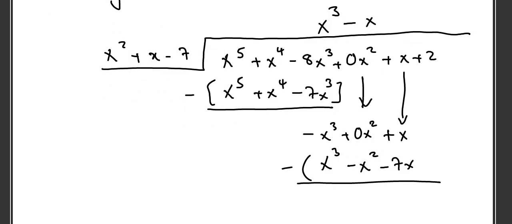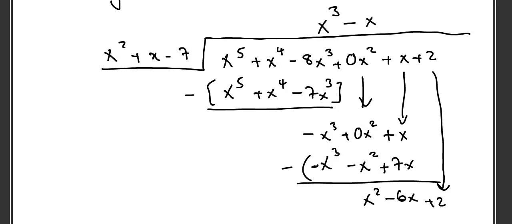This will simply, this here will give us what? This will give us negative, yeah, and then this will give us positive here. It has to be positive. So this goes away. This is going to be x squared, then this is going to be minus 6x. Then you bring down the 2.